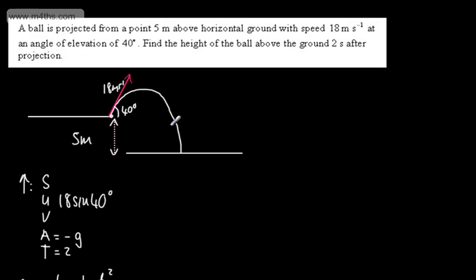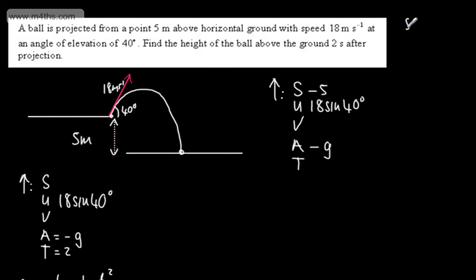Okay, let's now work out what time it hits the floor. So if I do this, I'm going to consider this point right here. I'm going to again look at the vertical suvat equations. I want to know what time it hits the floor. If we look at the displacement S, that's going to be negative 5. We've got 18 sine of 40 degrees. We've got negative g, and we want to solve for t.